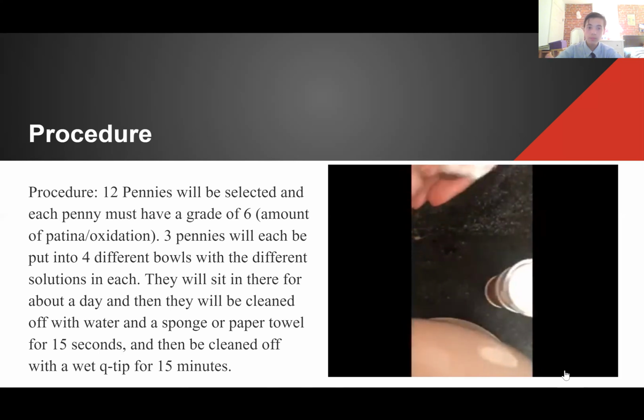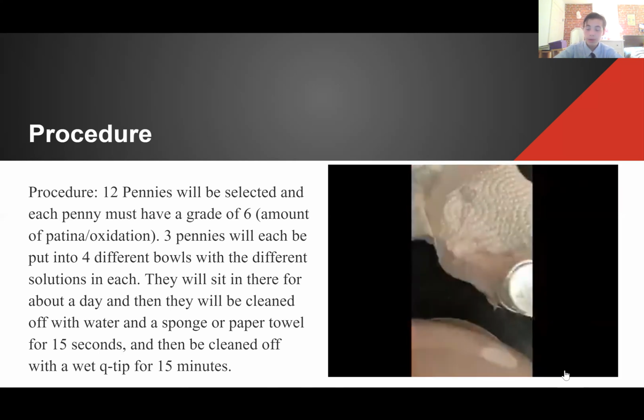They will sit in there for about a day, and then they will be cleaned off with water and a sponge or paper towel, as you can see here, for 15 seconds. And then they'll be cleaned off with a wet Q-tip for another 15 seconds, as shown here. This was used with only water, so that's the control of the experiment, and thus did not do very much.